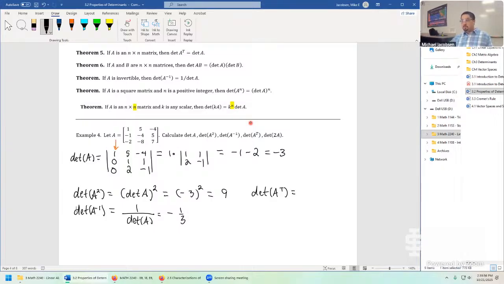Determinant of A transpose, well, that's the purpose of this theorem up here. It tells us you don't have to work too hard. That's just the determinant of A, which we've computed already, and it's -3, just substituting back that information.